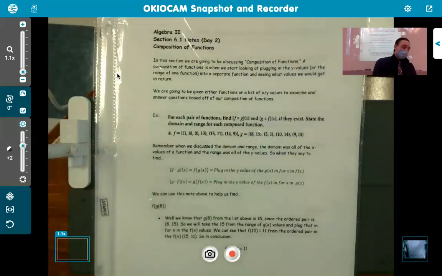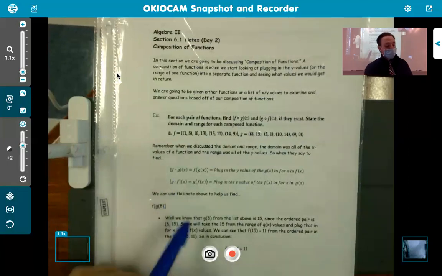One thing that we're going to be able to find off of this is the domain and range. Remember that your domain is all of the x values that you plug into a function. Your range is all of the y values that are then your output of that function. All right. So something to keep in mind as we progress through this lesson.